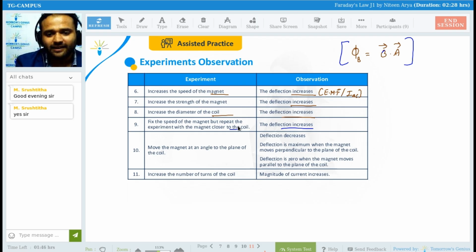Move the magnet at an angle to the plane of the coil. Deflection decreases. What is the meaning of this? Someone please tell me. What is the meaning of angle to the plane? Anyone please? And why does it say deflection is zero? Very simple thing you can understand from even one word. Tell me anyone. Move it to sides of the coil. Okay, cross two lines.